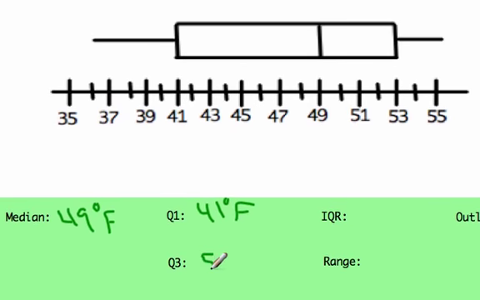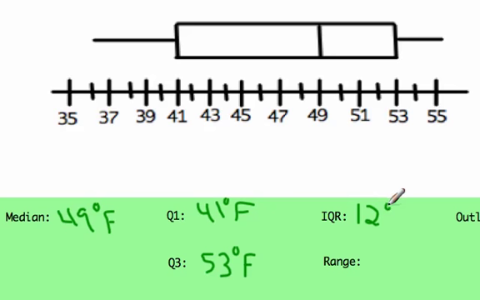Now bear with me because I actually made this number line here. So if it looks like, well, Mr. Surrender, this could be 53.1 or 52.9, we're going to round this to the whole number. It's 53 degrees Fahrenheit. The interquartile range then would be 12 degrees Fahrenheit. We would subtract 53 minus 41, and we would get 12 degrees Fahrenheit for a range.